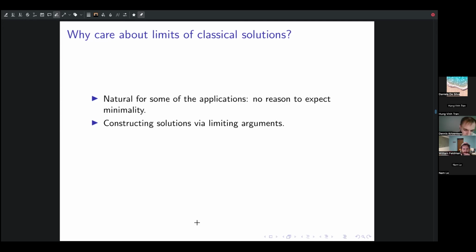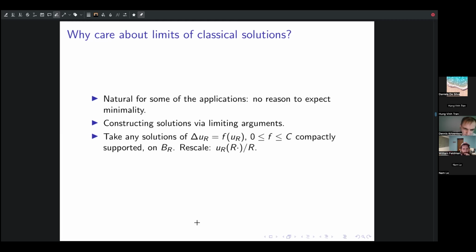Also, if you want to construct solutions by any method other than directly minimizing the Dirichlet energy plus volume, the Alt-Caffarelli functional that I showed, you're probably taking limits of solutions, right? And so being stable under limits is very important for that. As an example, you can take any semi-linear equation where F is bounded. I want it to be maybe non-negative and bounded here, and I take one which is compactly supported.